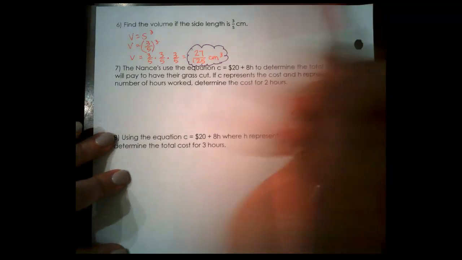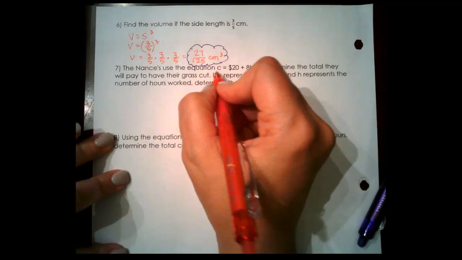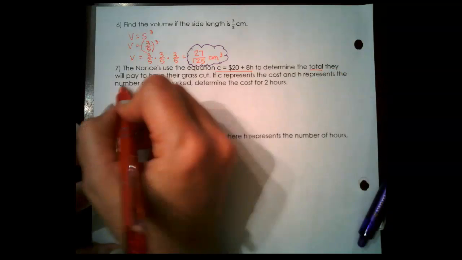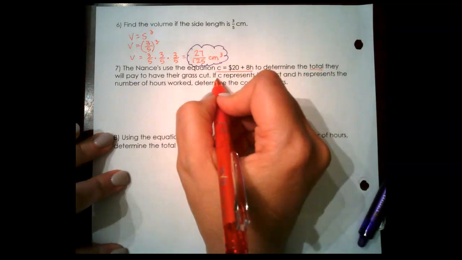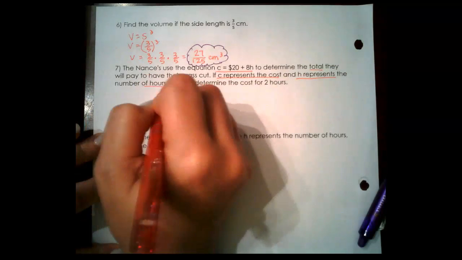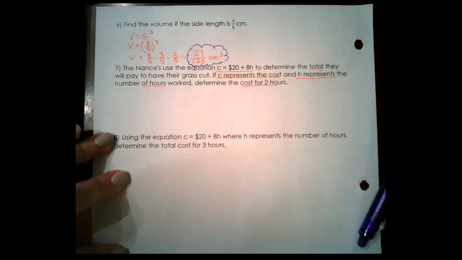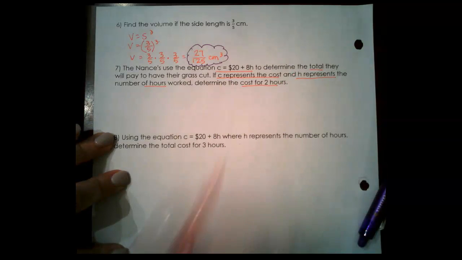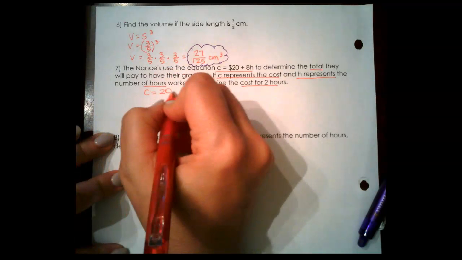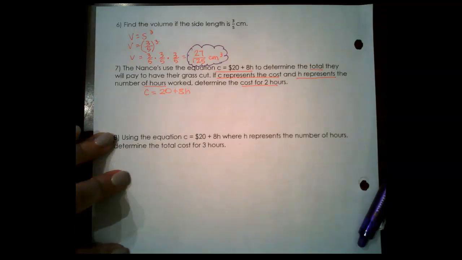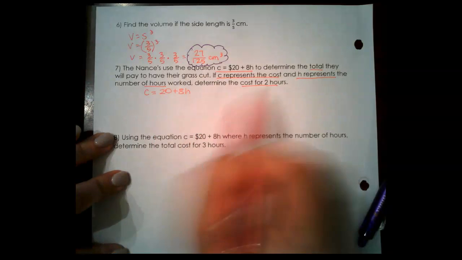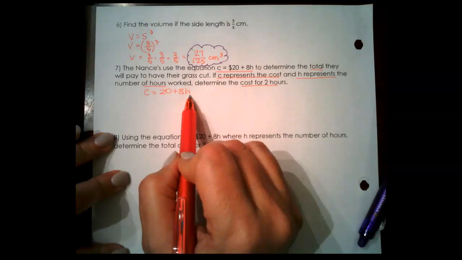All right, let's look at number 7. The Nancys use the equation of C equals $20 plus 8H to determine the total they will pay to have their grass cut. If C represents the cost and H represents the number of hours, determine the cost for 2 hours. So the first thing you need to do is write your formula and then go back and think about what you know. C equals $20 plus 8H. Okay, C is the cost, the total cost. That's why you're adding these two together. And H is hours.